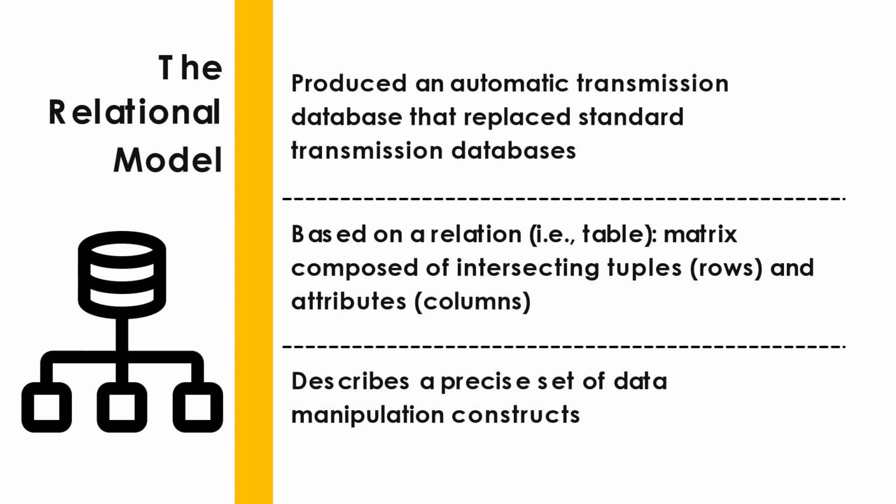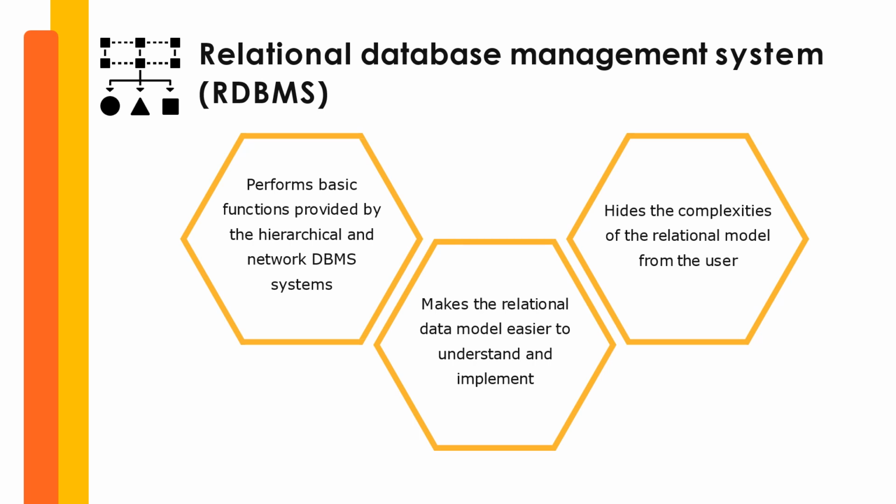It is based on a relation, in other words, tables, which is a matrix composed of intersecting tuples or rows and attributes, which are the columns. It describes a precise set of data manipulation constructs. For the relational database model, we have RDBMS or Relational Database Management Systems. These systems perform basic functions provided by the hierarchical and network DBMS systems as well, and it makes the relational data model easier to understand and implement because it hides the complexities of the relational model from the user.